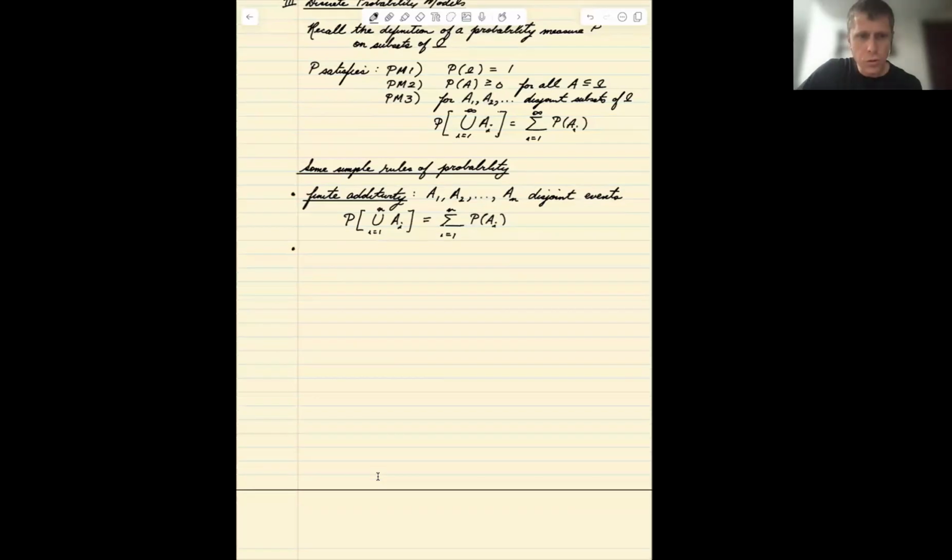Next is the rule of differences. Rule of differences says that if A is a subset of B, both are subsets of omega, so they're events, then the probability of B minus A is the probability of B minus the probability of A.